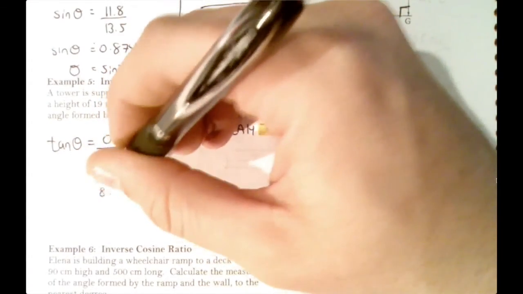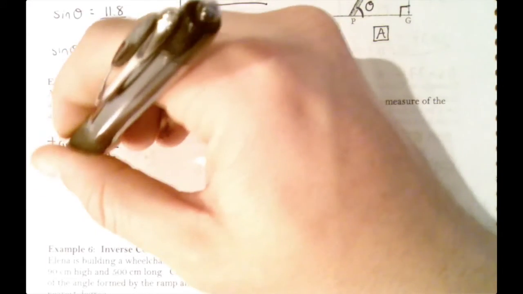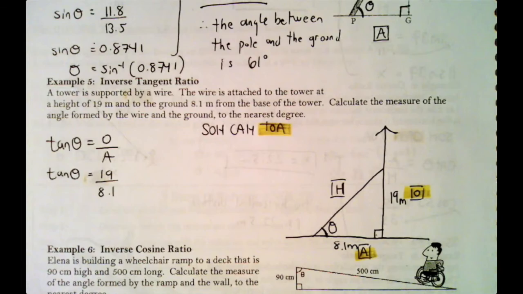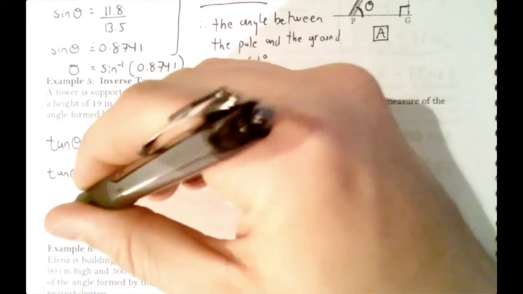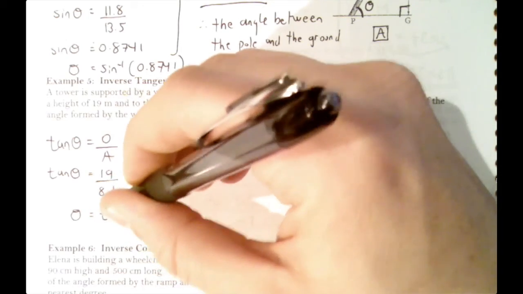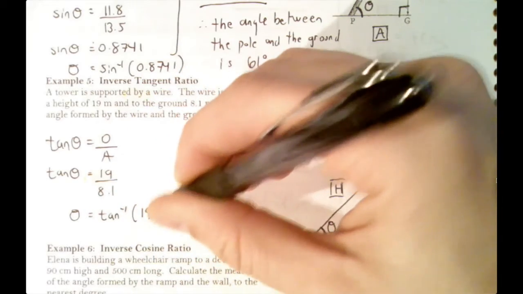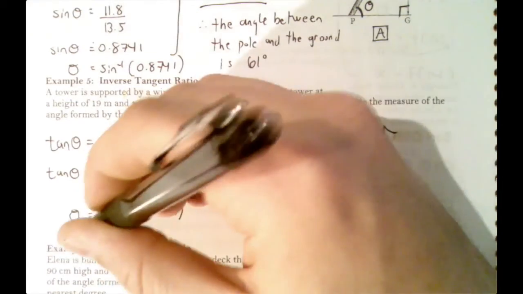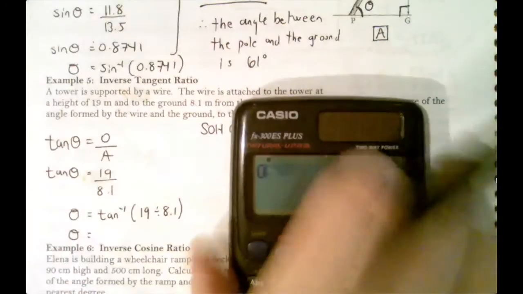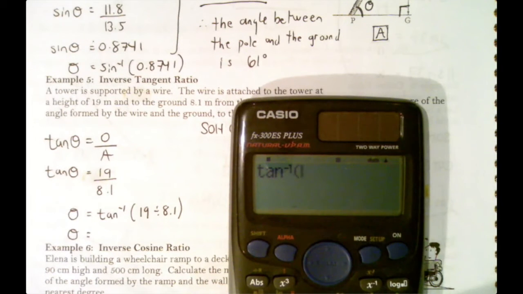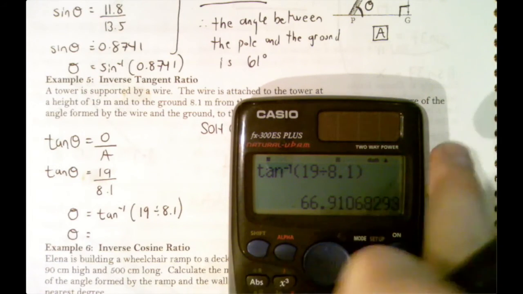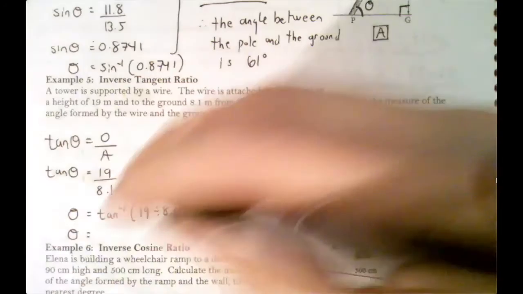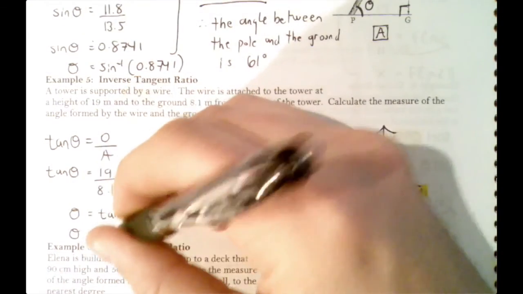Then we fill in what we know. O is 19, A is 8.1. In this example, we won't get the decimal. We'll go right to the inverse. So our angle is tan inverse of 19 divided by 8.1, and we'll do that in our calculator. Second tan, 19 divided by 8.1 equals 66.9. Round to the nearest degree, we'll call that 67. Sorry, round to the nearest degree, not decimal. 67 degrees.